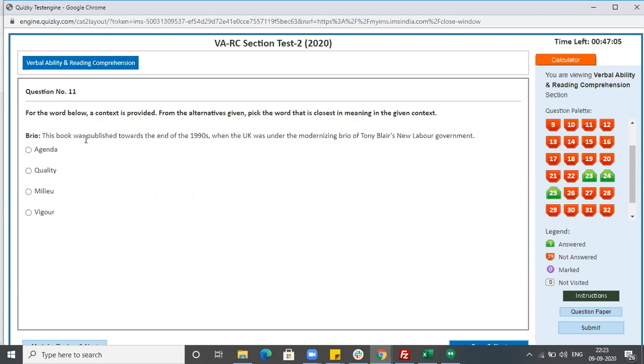Brio. Oh, okay. Now I don't know what the meaning of brio is. Probably Linda or Sanchit or Aryan or Manvendra would know. Are you guys attending the session? I don't know what brio means personally, but I'll see if the context tells me what brio is.